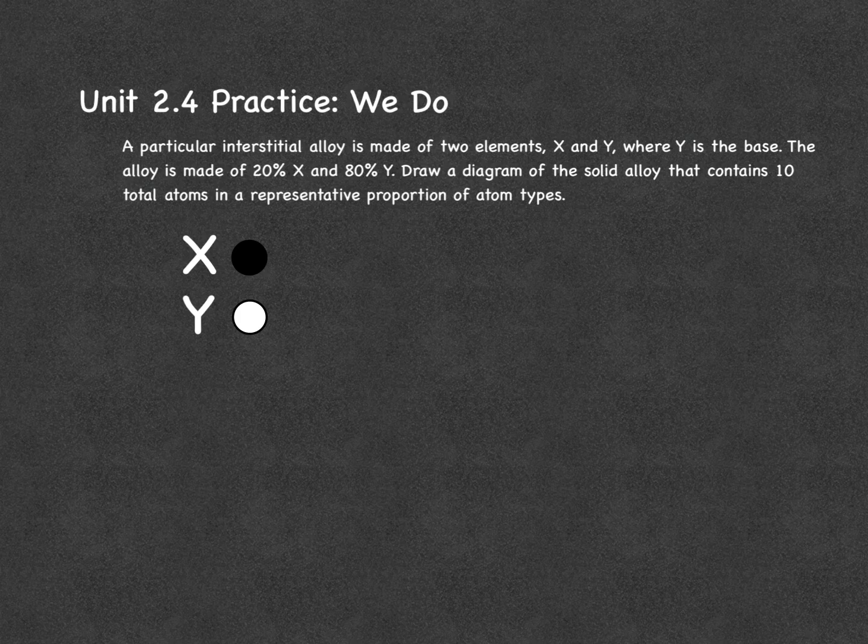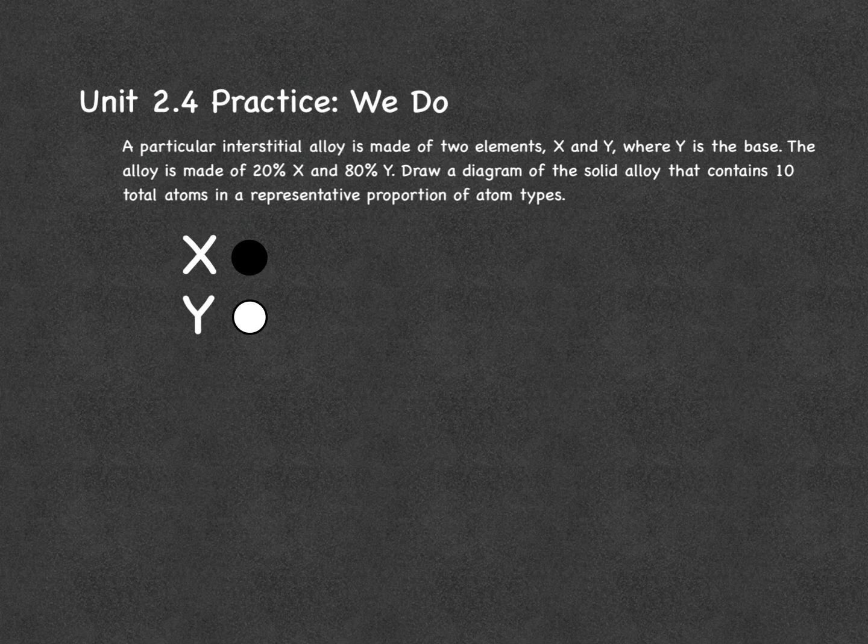Unit 2.4, we do practice. A particular interstitial alloy is made of two elements, X and Y, where Y is the base. The alloy is made of 20% X and 80% Y. Draw a diagram of the solid alloy that contains 10 total atoms in a representative proportion of atom types.